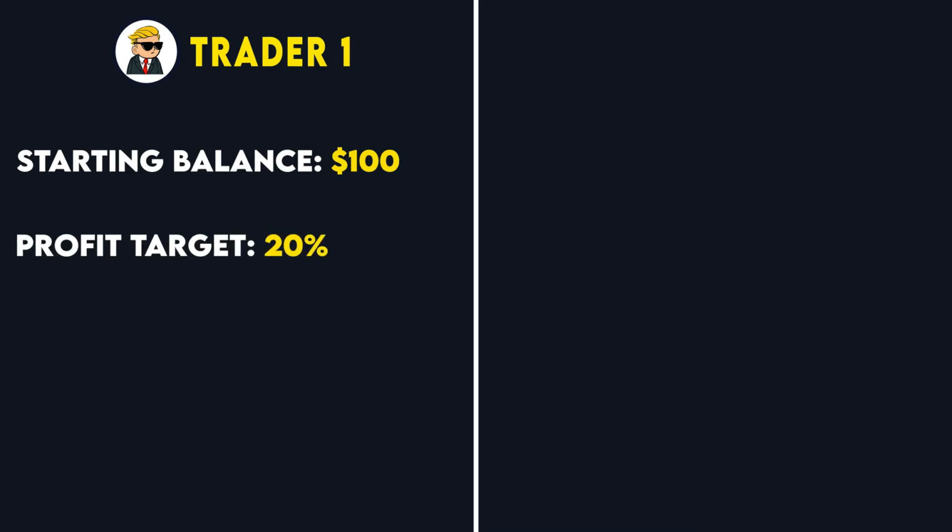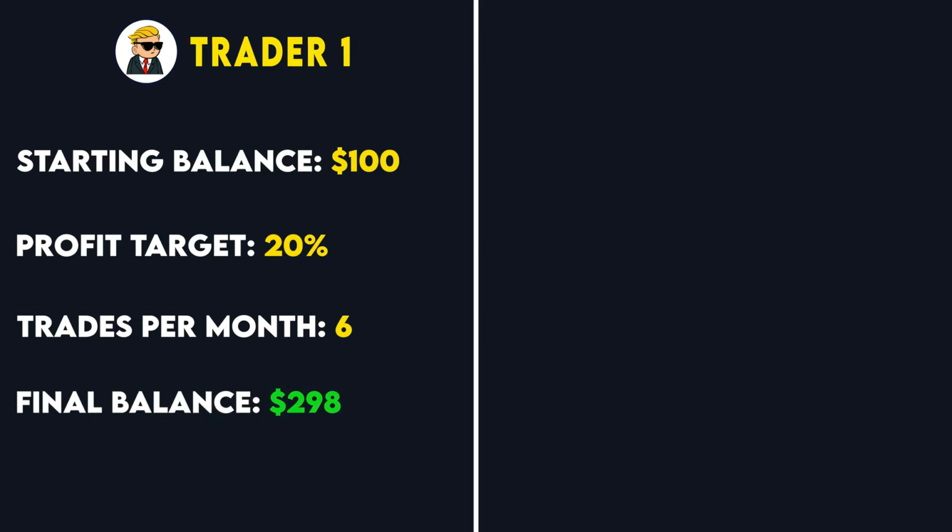So Trader 1 is the YouTube guru that I was talking about before. We gave them a starting balance of $100. They have a profit target of 20% per trade, which is not only risky, but you're gonna find way less trades like that per month. So in this example, I have them taking 6 trades per month. So this is saying if all 6 of these trades were successful, which I'm not even including any risk, and even finding 6 trades a month with 20% profit is pretty hard, but we'll give them the benefit of the doubt. This specific trader would have made $298.